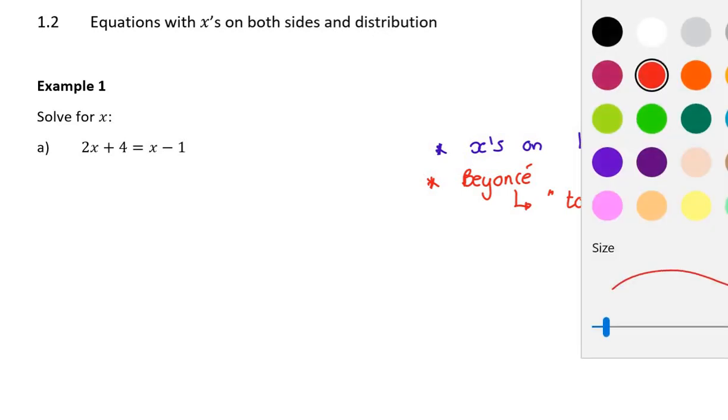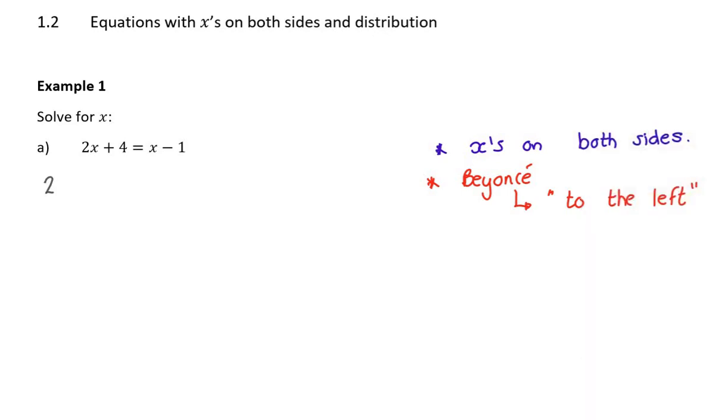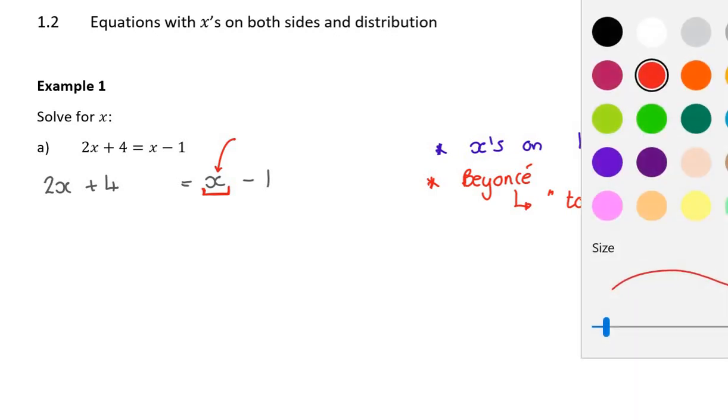So if I rewrite this, leaving myself a little bit of space, what I'm arguing is that this x on the right hand side, I don't want it there. That to me is in the wrong place because I want my letters to the left and my numbers to the right. So that's why I always think Beyonce, to the left, letters to the left. So if this x has to go, my next question is, how do I get rid of that x?